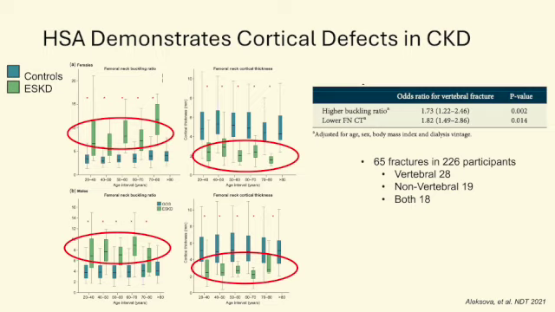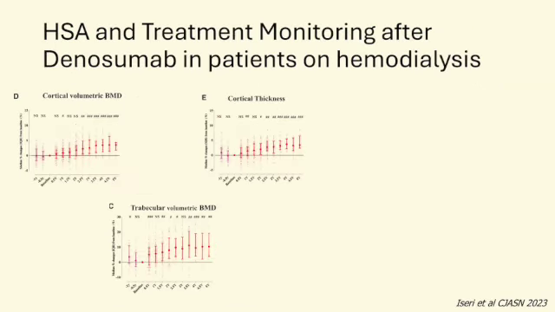It's easy to apply in the clinic since it's part of DEXA. But once again, we need prospective information. We also have information on the use of HSA to monitor treatment of therapies. And we do know that HSA can detect improvements in cortical bone quality after treatments like denosumab.